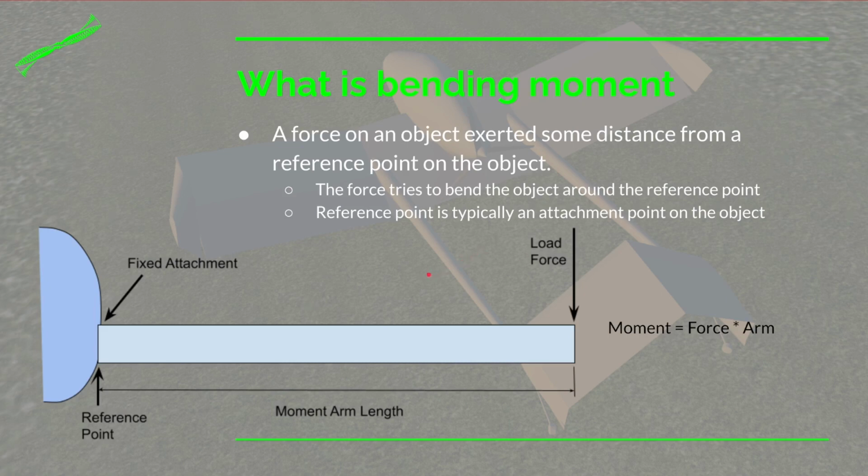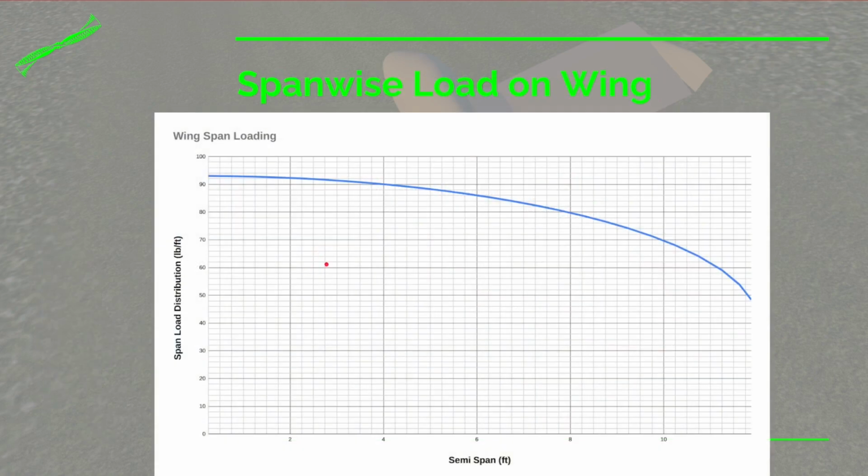Now there's a whole lot more that could be said about bending moment. For example, things like free body diagrams, the sum of the forces in the X direction and the Y direction have to be zero so that things aren't moving, but we're not going to get to that in this video. Before we can start working on these forces on our spar, we need to know what the span-wise load distribution is on our wing. I'm not going to talk about how to get that here in this video.